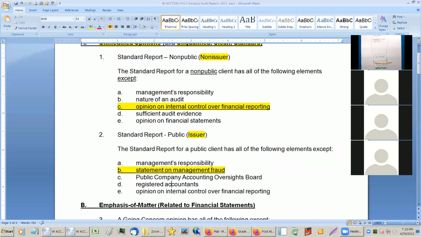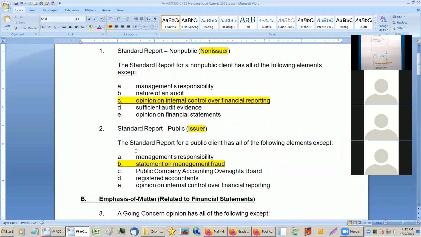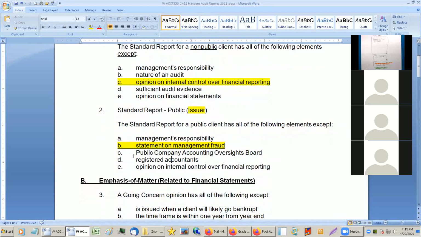So on the poll, number one was C. And number two was B.